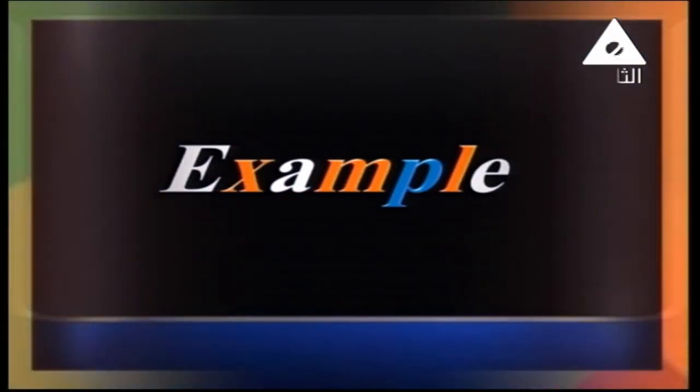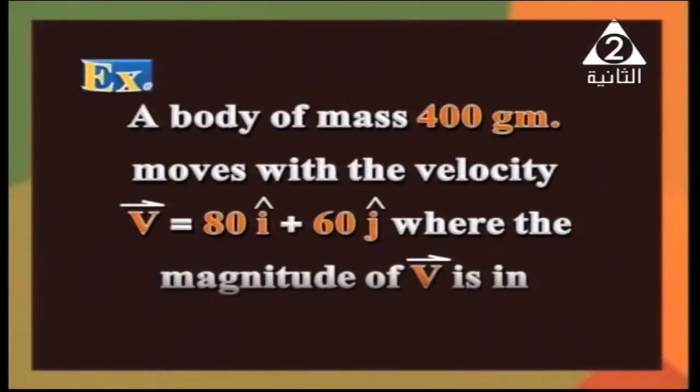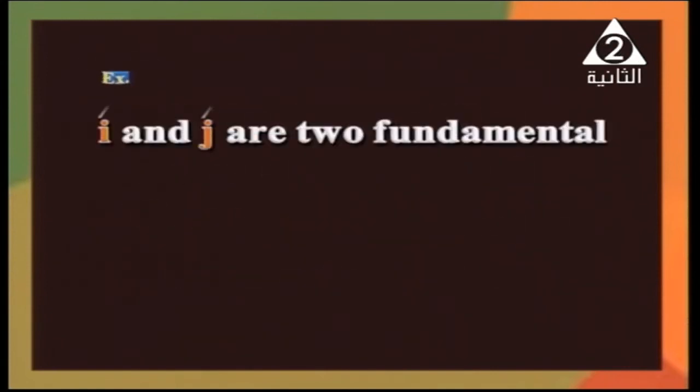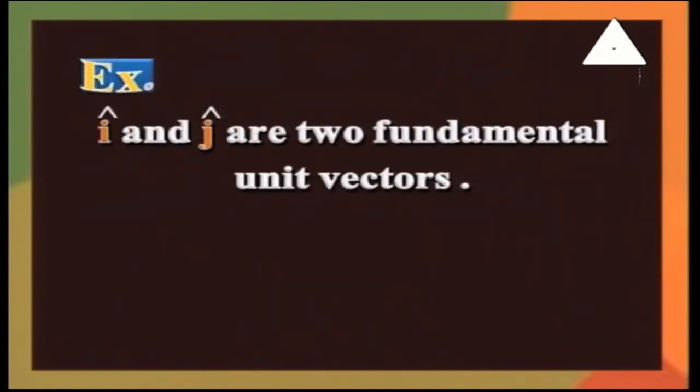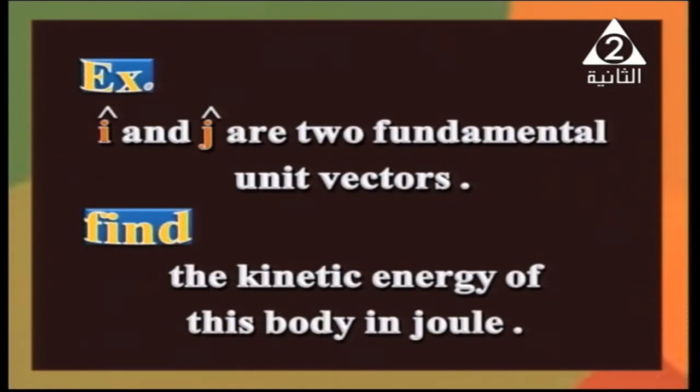A body of mass 400 gram moves with the velocity vector v equals 80 i vector plus 60 j vector, where the magnitude of v is in centimeter per second. I and j are two fundamental unit vectors. Find the kinetic energy of this body in joule. Solution.